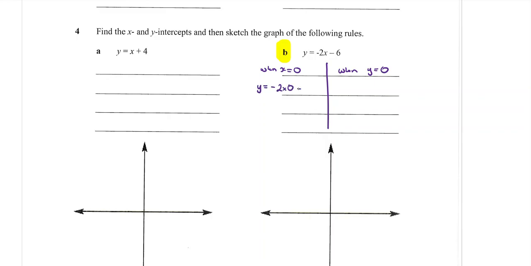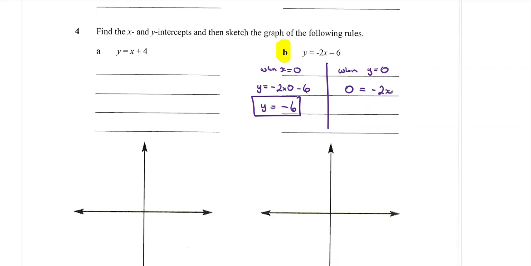What does that equal? The y is already by itself. I just need to calculate that stuff on the other side. What's minus 2 times 0 minus 6? Negative 6. Perfect. So that's the first one done. The second one, subbing in that y equals 0, I put the 0 where the y is, which is first. So 0 equals, and then I have minus 2x minus 6.